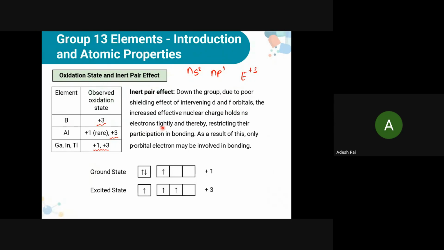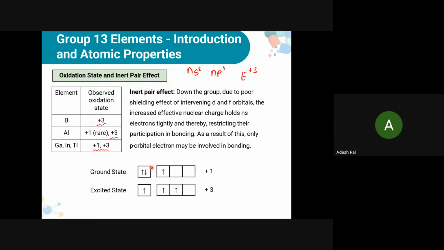And if ns electrons are held tightly, will they be donated? The answer is no, thereby restricting their participation in bonding. As a result of this, only the p orbital electron will be involved in bonding.